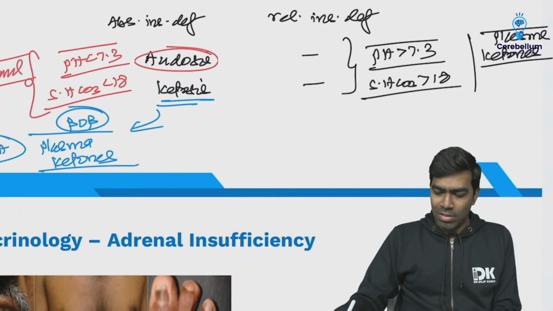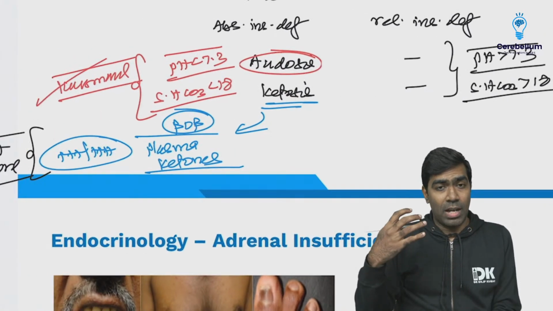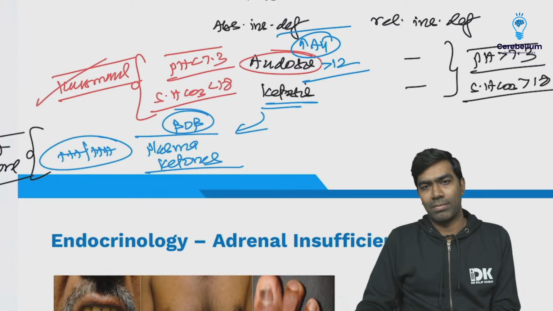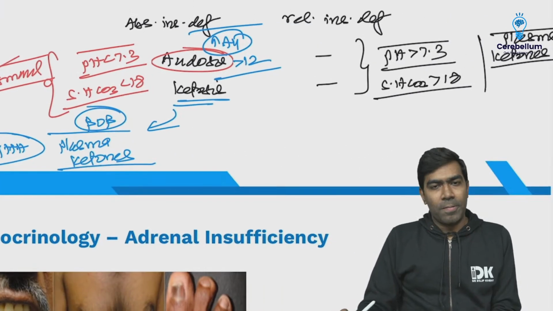And remember one more thing, that the acidosis will have a high anion gap. It's a metabolic acidosis, and these patients will have a high anion gap, more than 12. Anion gap will be more than 12. That's a very important point.